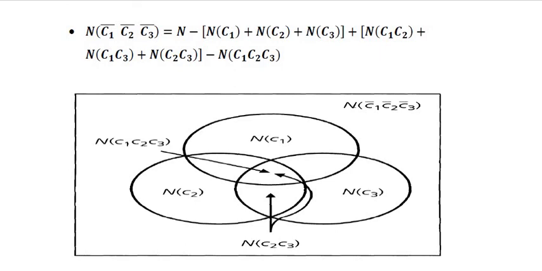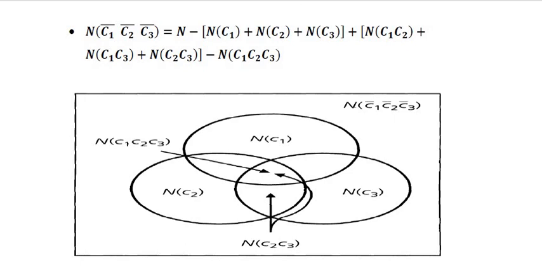Similarly, again we have three conditions. I am going to consider again a set S, and let C1, C2, C3 be the conditions satisfied by some of the elements of the set S. So again from this Venn diagram I can come to the result that n of C1 bar C2 bar C3 bar is equal to N minus n of C1 plus n of C2 plus n of C3, plus n of C1 C2 plus n of C1 C3 plus n of C2 C3, minus n of C1 C2 C3.